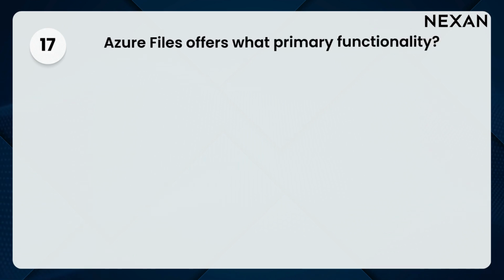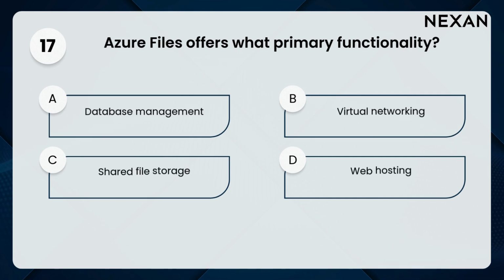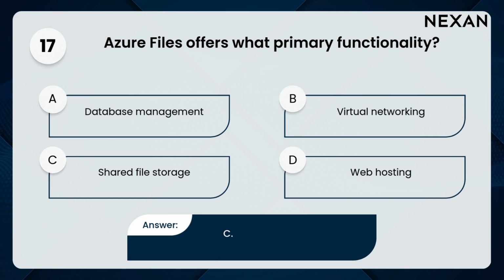17. Azure Files offers what primary functionality? A. Database management. B. Virtual networking. C. Shared file storage. D. Web hosting. Answer: C. Shared file storage.